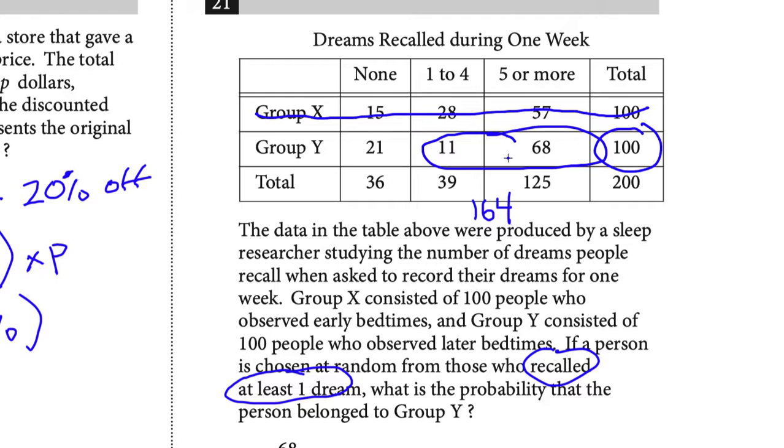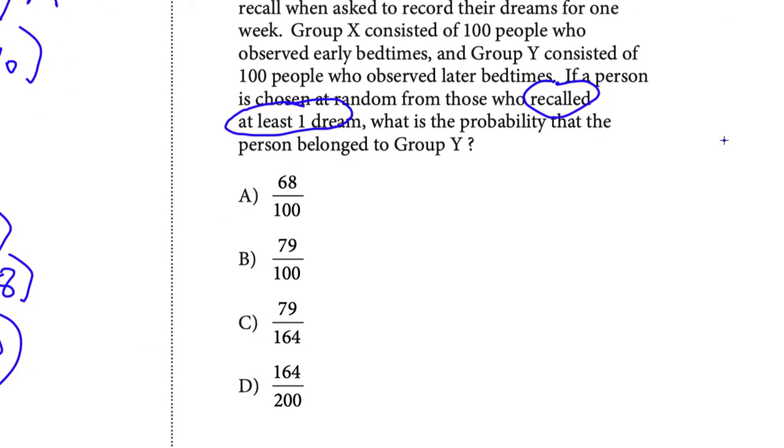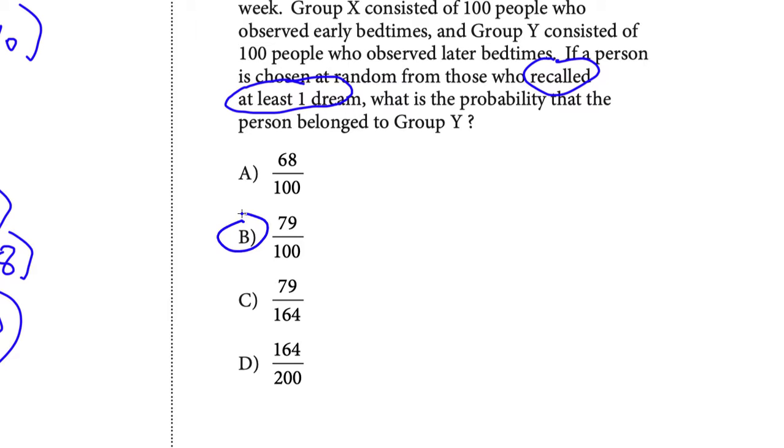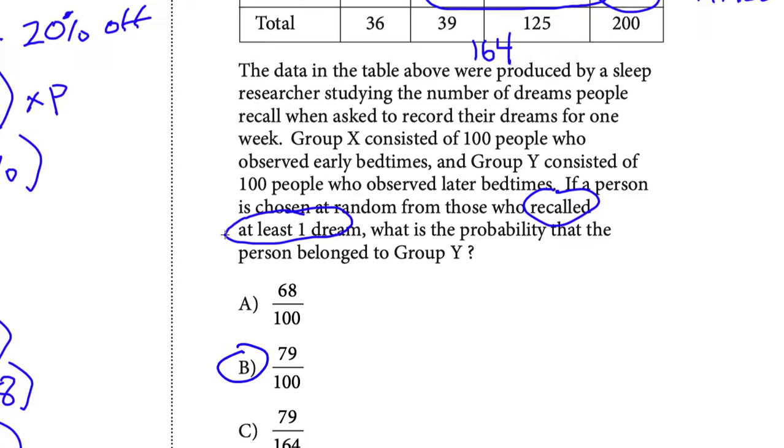So you should be able to do this in your heads. What's 11 plus 68? Shout it out. 79. Now 79 divided by 100 is what decimal? No, it doesn't even need a decimal. There it is, B.